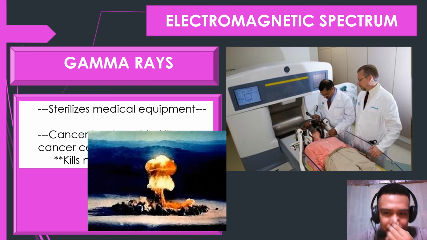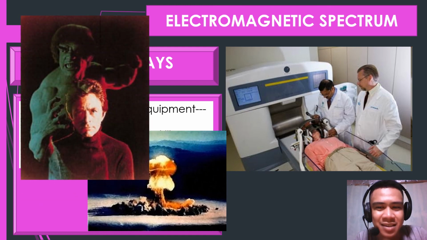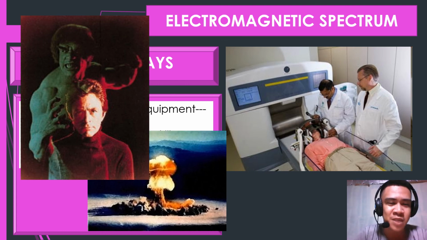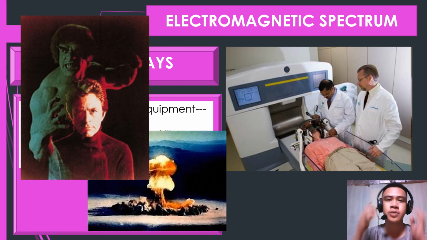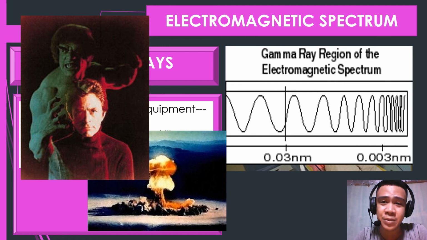And last one, trivia. Do you know the green one? Okay, that is familiar to you. That is the Incredible Hulk. Don't you know that the Incredible Hulk was the victim of gamma radiation? And this is the region for the gamma ray within the electromagnetic spectrum. It ranges from 0.03 nanometers down to smaller wavelengths.